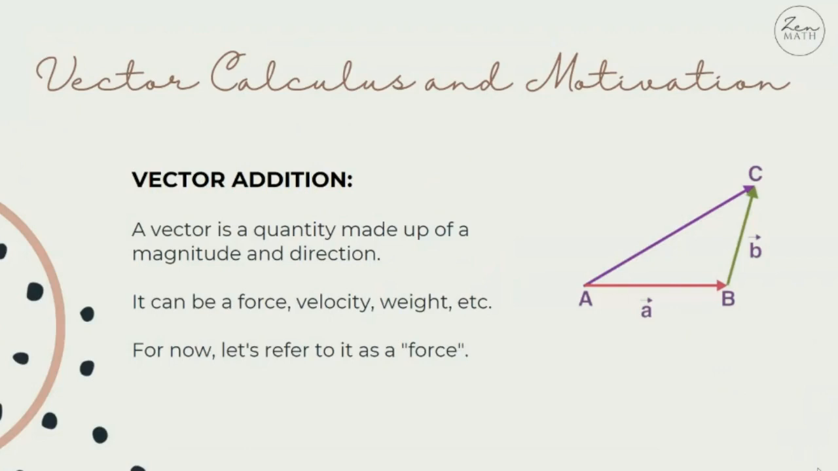But what is a vector? A vector is a quantity made up of magnitude and direction. Magnitude meaning just how strong the force is. So if I have a magnitude of 5, that's how strong the vector is or how long it is. It can be a force. It can be a velocity. It can be a weight. There's so many different representations of vectors in the world around us. But for us, we're going to refer to it as a force because it goes back to the definition of motivation.